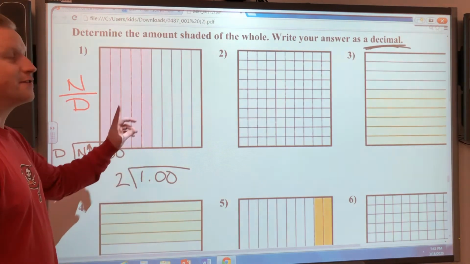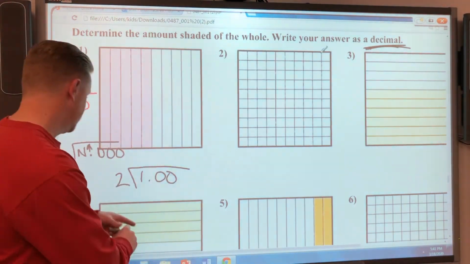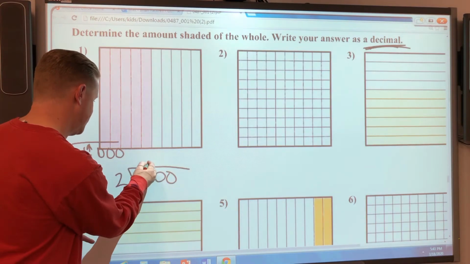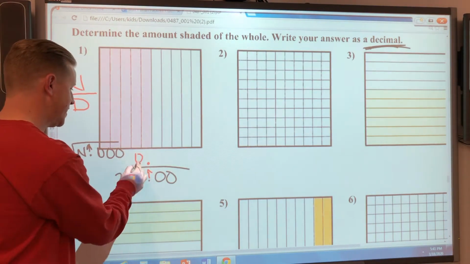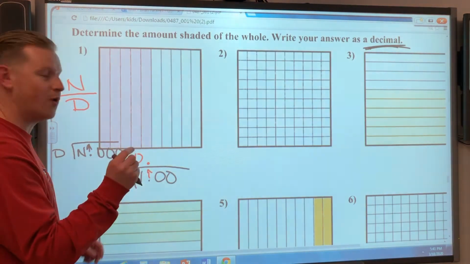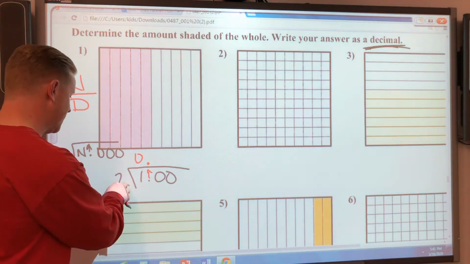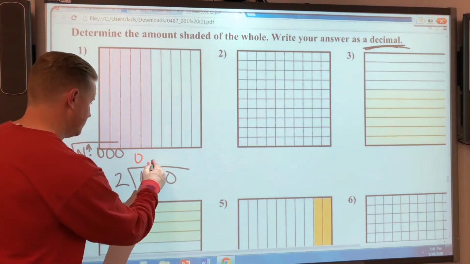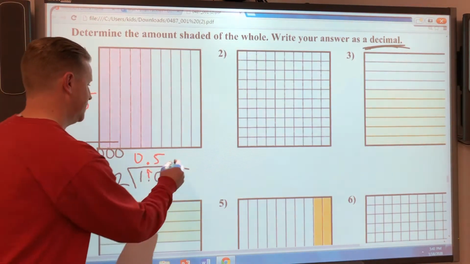It's asking us to find it as a decimal. How many groups of 2 fit into 1? Decimal always comes straight up, goes right there. The answer is 0. You cannot fit 2 groups into 1, or 2 into a group of 1. How many groups of 2 can we fit into the number 10? The answer would be 5, giving you 0.5.